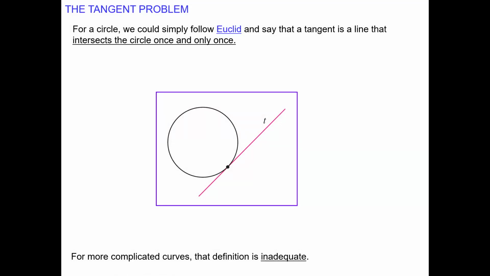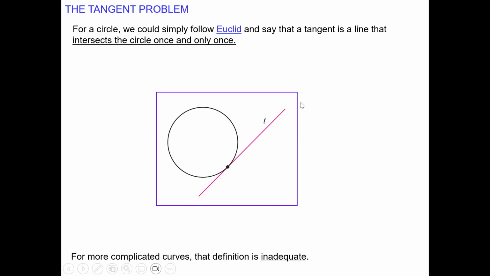But looking at this picture, a circle and the line T, the pink line, we can definitely say that line T is tangent to the circle. The definition that was provided, I think 300 years before the current era, by the Greek mathematician Euclid, a person we all know from the history of mathematics. Euclid defined the tangent line as a line that intersects the circle once and only once.